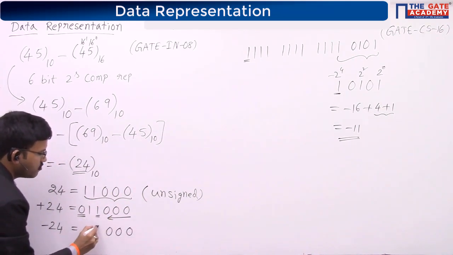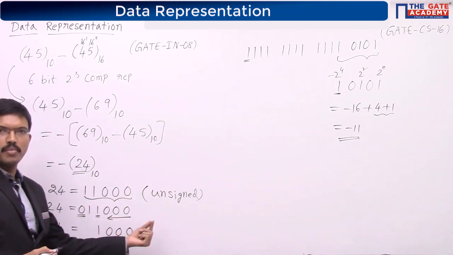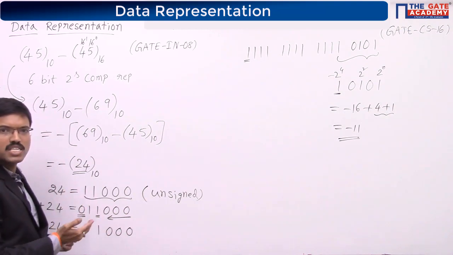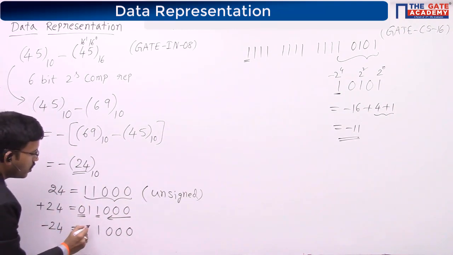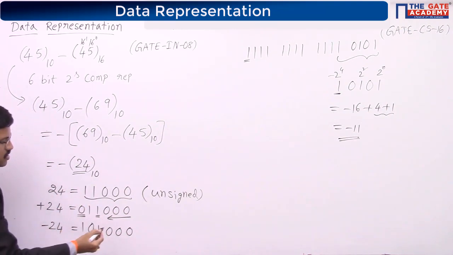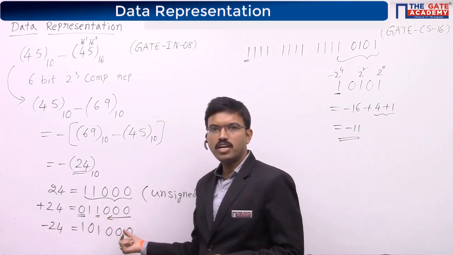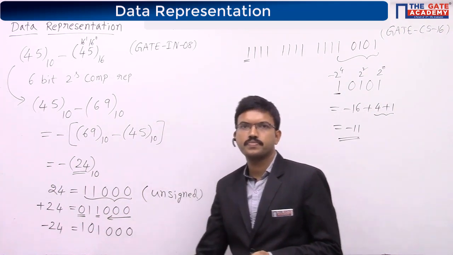Here I am getting the first 1, so I will copy up to here. From right hand side to left hand side, till we get the first 1, we will copy all the bits and then complement the remaining bits. 1 becomes 0, 0 becomes 1. That means 1 0 1 0 0. Even if you put position weights, from there also you will get the same answer, minus 24.